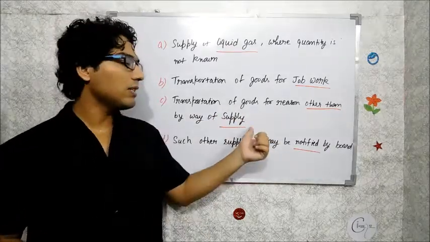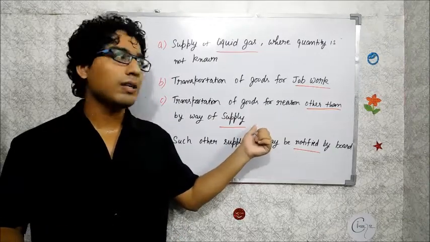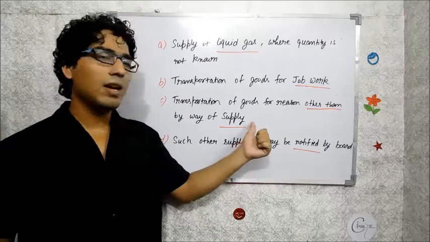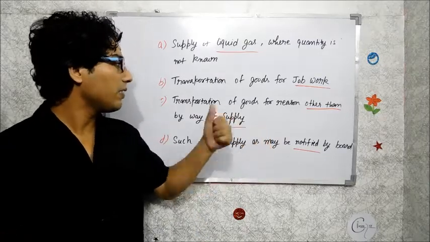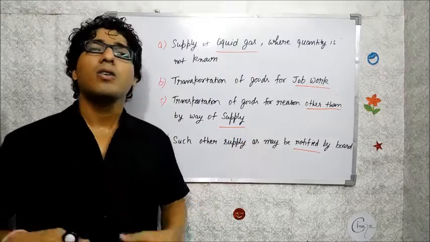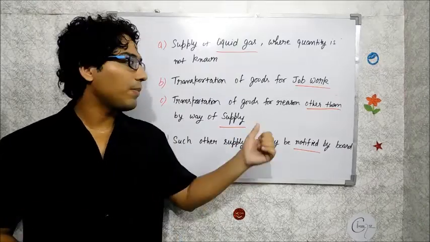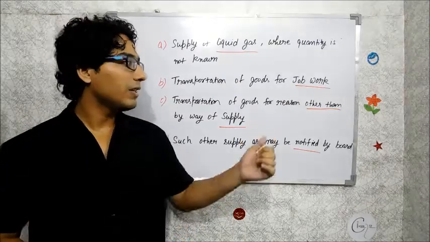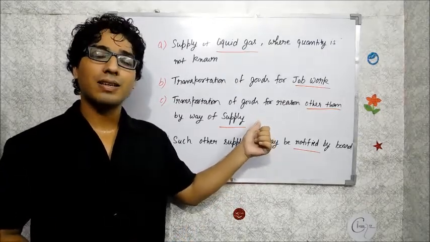A lot of people have doubts regarding this clause, like what will be the circumstances in which this clause is applicable. It is written as transportation of goods for reason other than by way of supply. So when can you say that this clause is applicable to you? Let me tell you some examples of when this will happen.